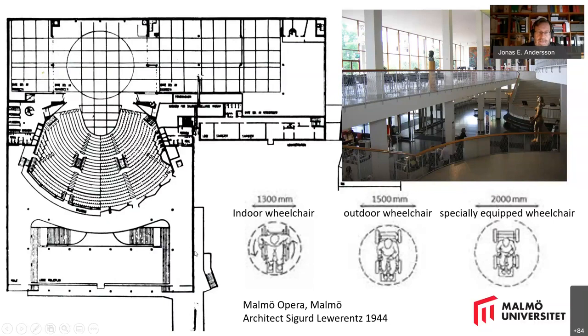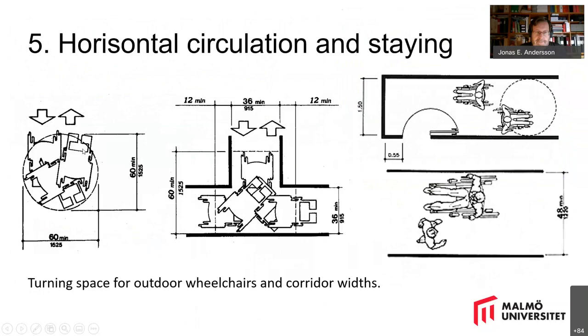But you can see that all these measurements have been incorporated into what is then to be considered as a sufficient space for a good foyer in front of the audience space in a theater. And here you can see some of the detailed measurements that you have to consider when designing a theater. And this is only focusing on a wheelchair.